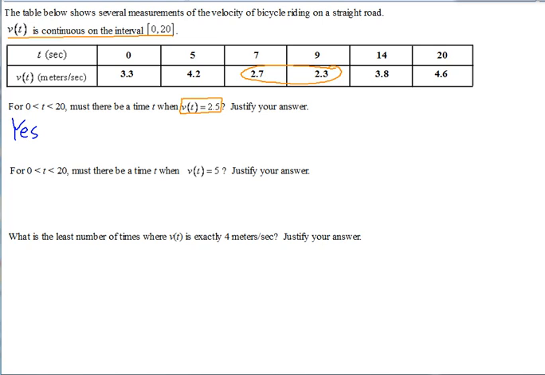So now let's justify our answer to be yes, since first we have to mention it's continuous. And it's continuous on 0 to 20. Here the specific interval we're talking about is from 7 to 9. So since v of t is continuous on the interval from 7 to 9.